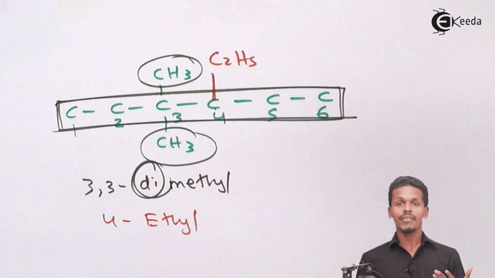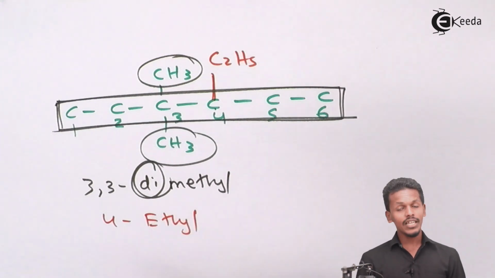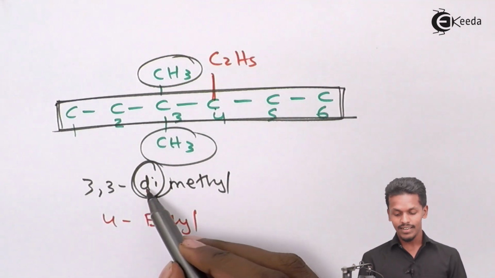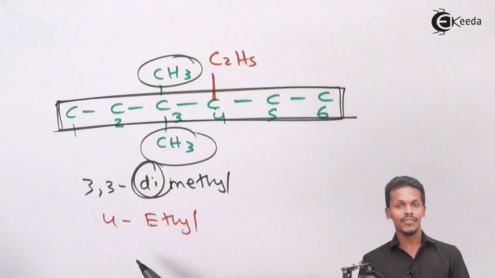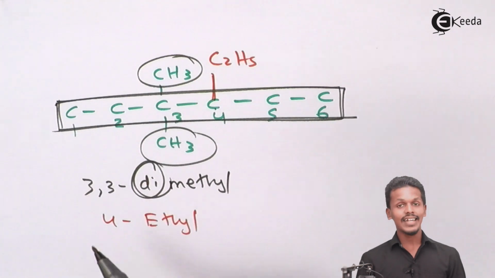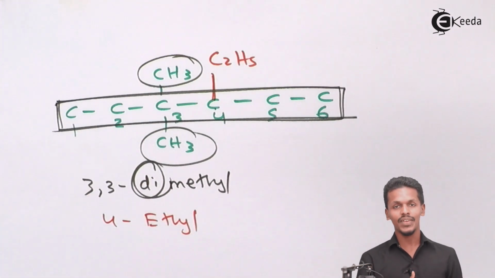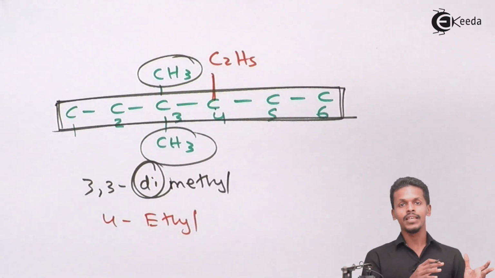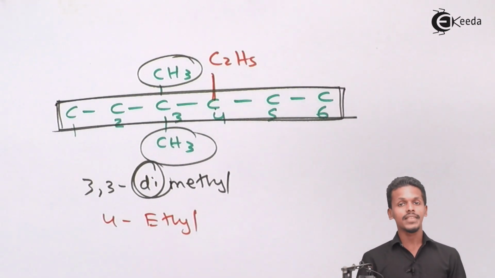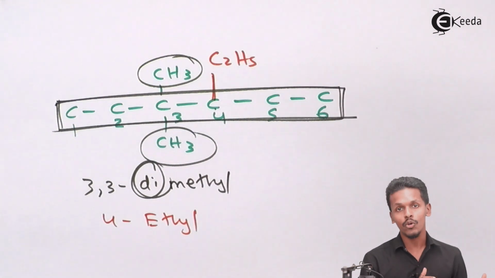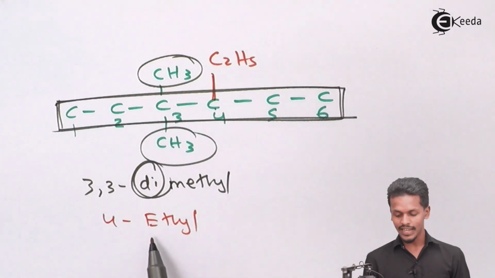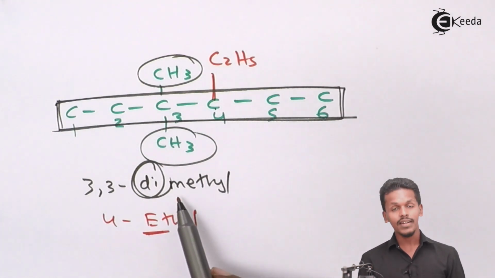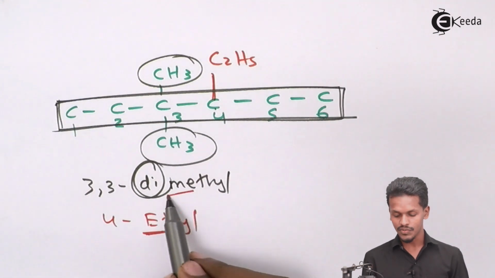So what would be the preferred name? E should come first, but if we go in alphabetical order, then D should come first and after that E. But the prefixes di, tri that we use don't matter when it comes to the order in the nomenclature. The main thing that is important is the alkyl group's name that starts with an alphabet. This alkyl group starts with the alphabet E, while the other alkyl starts with M.